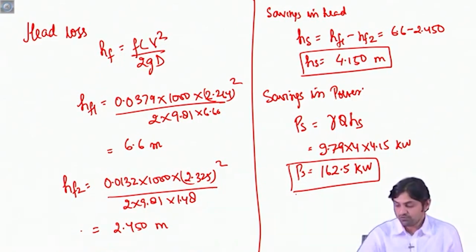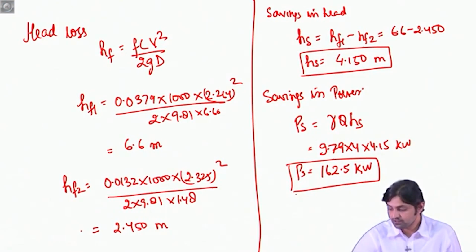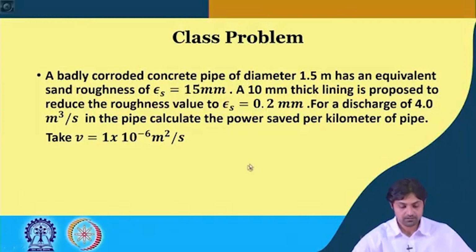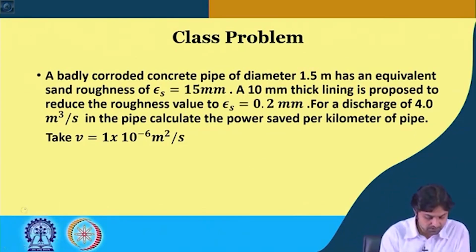So, you see how we were able to find the major loss and the savings in major loss if we put the lining, which will reduce the friction factor in a pipe. This was quite an illustrative example. All right. So, just writing down the final result here, the power saving is 162.5 kilowatt.